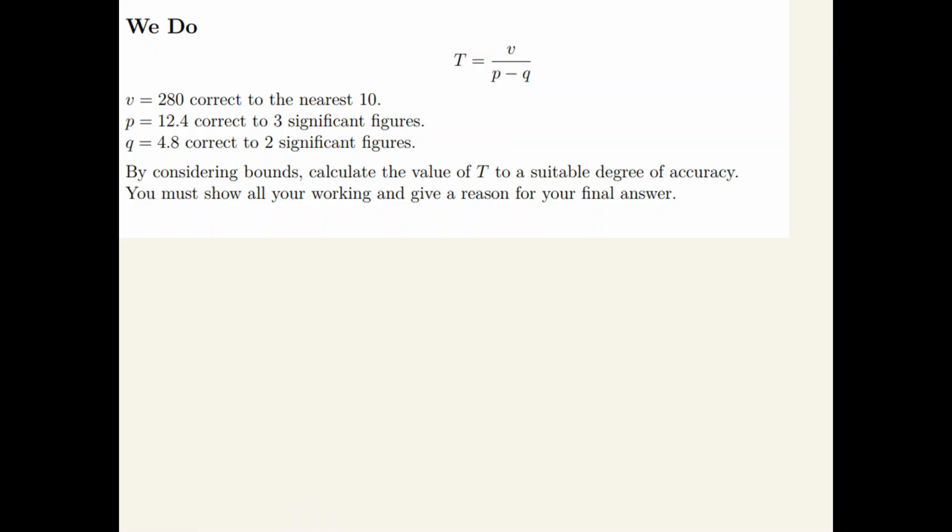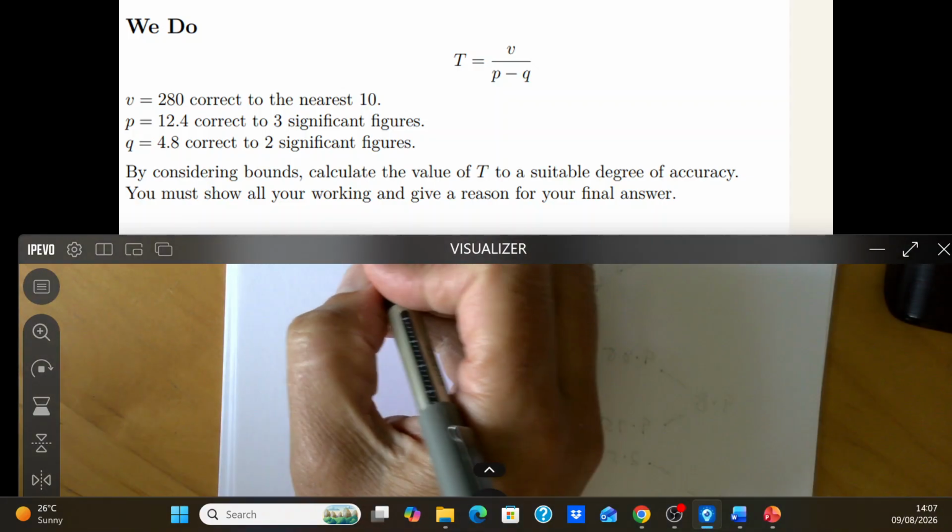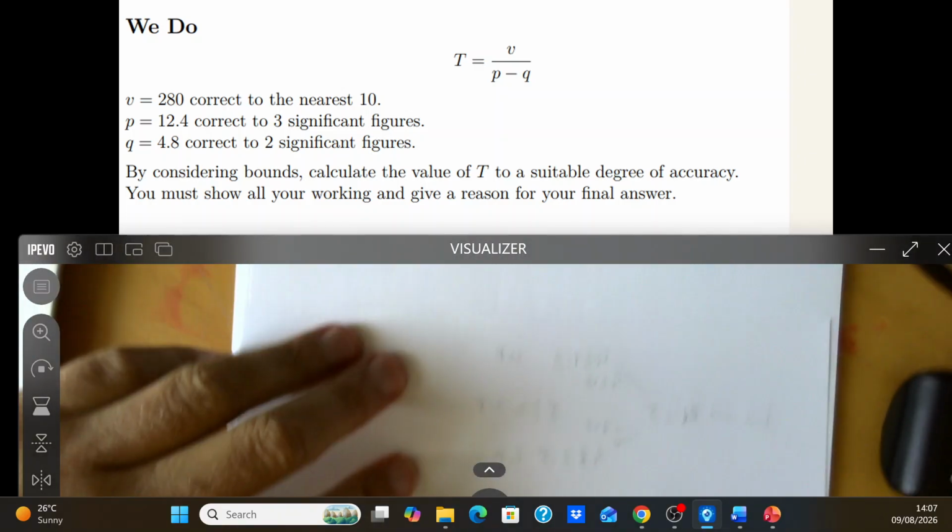Right, turn over. Look at this question, sorry. What do you make of it? What are you going to do? What are you going to do for each number? Work out the bounds of each number. So work out your bounds for each number.